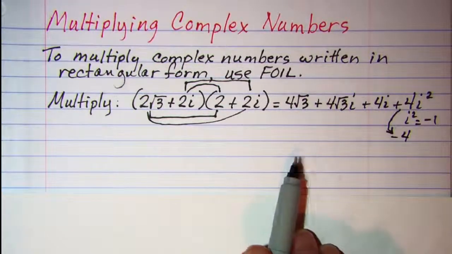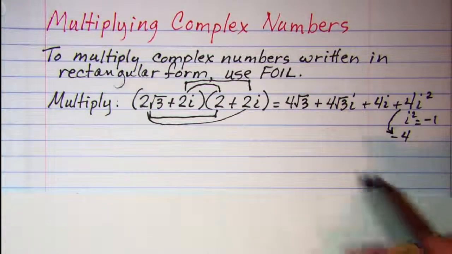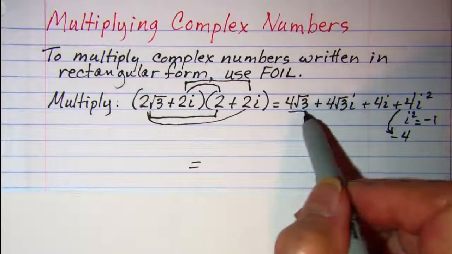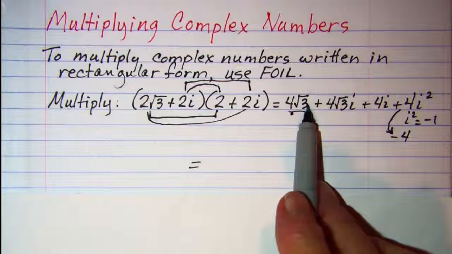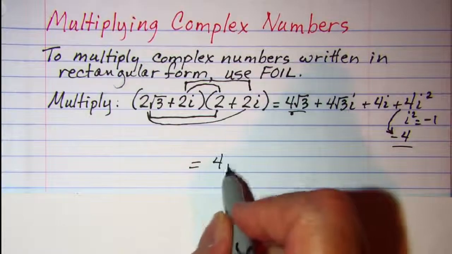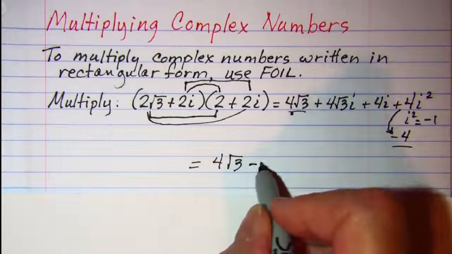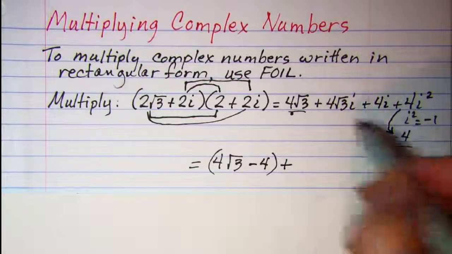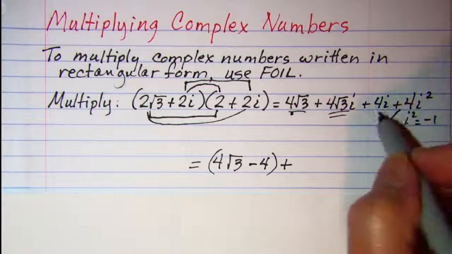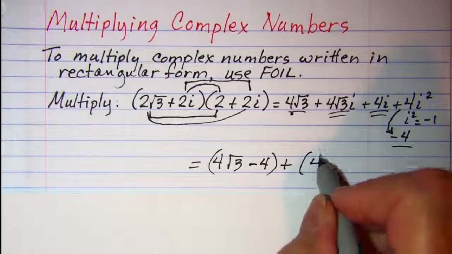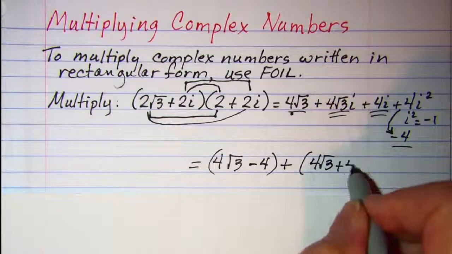So now we combine our real parts and our imaginary parts. This is a real number because there's no i there, and this is a real number. So we have 4 root 3 minus 4 as the sum of our real parts. And then our imaginary, we have a 4 root 3 i and a 4i. So that is 4 root 3 plus 4i.